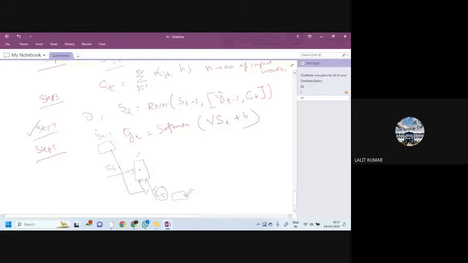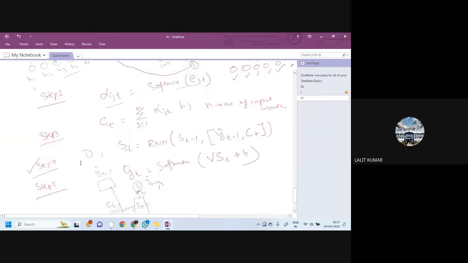We concatenate and utilize this information. So I'm using Y hat T minus 1, CT, and ST minus 1 to calculate ST. And to calculate Y hat, we pass it to V and we utilize the softmax function to get Y hat. Is this clear? Okay. Thank you. So this is the basic concept.